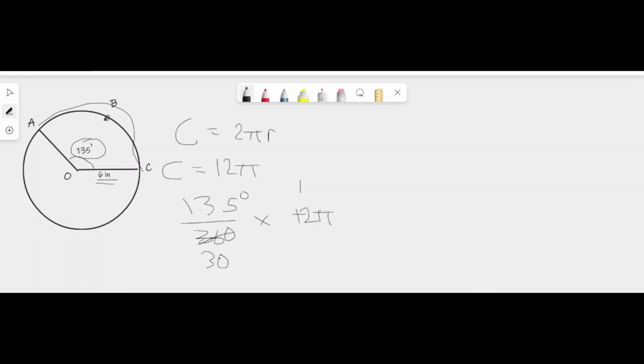From here, I notice that this ends in 0 and this ends in 5. So my next best bet will be to divide by 5. 135 divided by 5 is 27. And 30 divided by 5 is 6. From there, I see that I can divide by 3, so I do 6 divided by 3, which is 2, and 27 divided by 3, which is 9. So we have 9 times pi over 2. This simply simplifies out to 9 pi halves. Now, this is usually not a problem, but just if you do this for any other math situation, remember your units. So we have 9 pi halves inches.